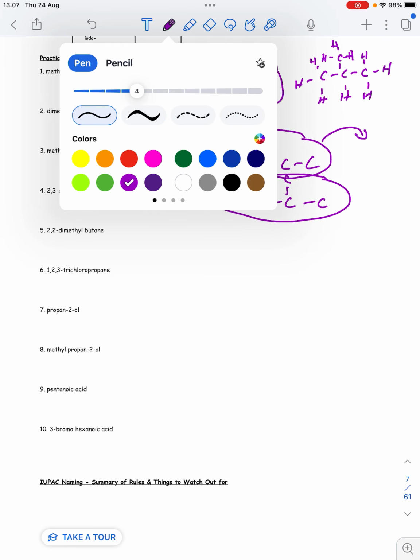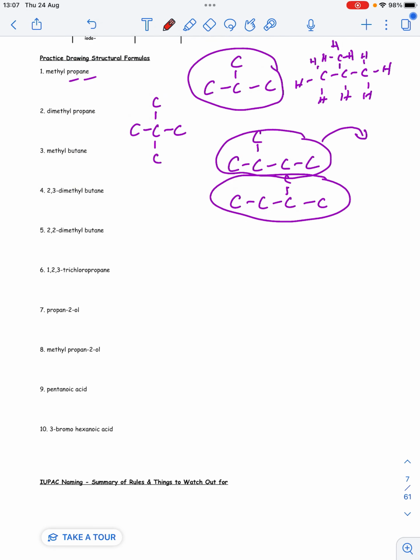What I mean by that is when you number, you always want to give the lowest number. So this is the first carbon, and that's the second carbon, and then 3, and then 4. So the methyl group is on the 2. Well, for this one below, I wouldn't number from this side. That would make it 3-methyl. I would number from the right-hand side, 1, 2. So I've got a butane molecule here.